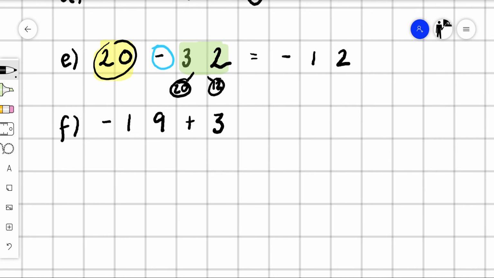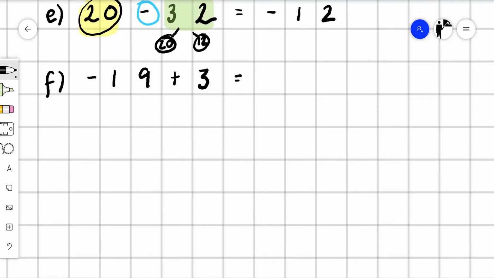Finally, F, -19 plus 3. That would mean we would start at -19 and we would go up 3 places. You can maybe picture that in your head. What would be 1 above -19? It would be -18. Then -17, then -16. So my answer here would be -16.